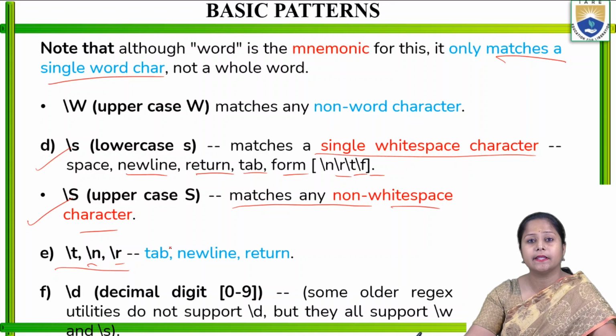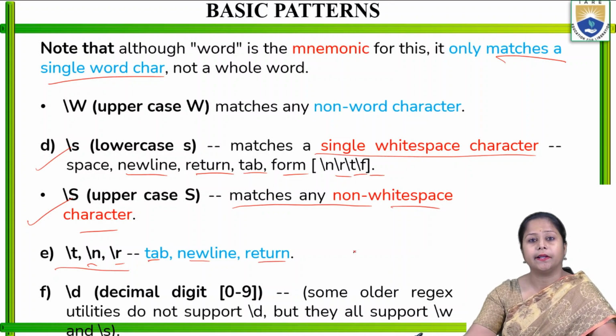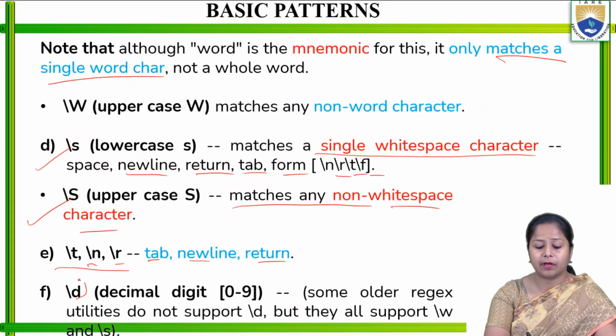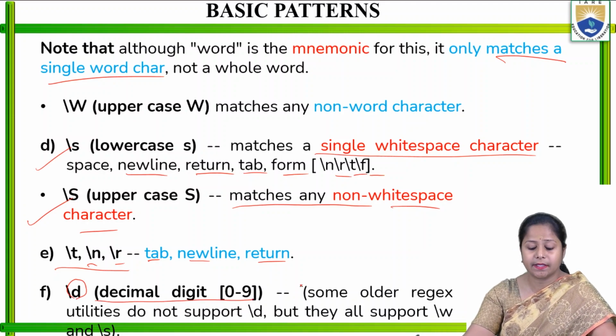So these are all in small letters. So these are going to just match with the tab, newline, and return. Next is \d, small d. So that is going to just match with the decimal digits.